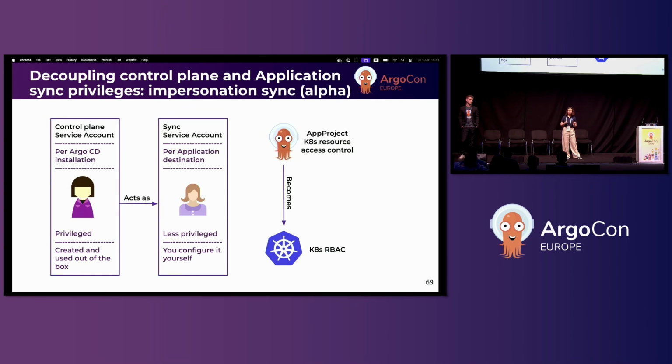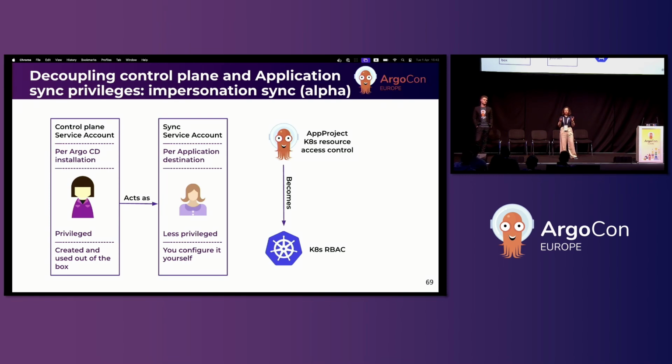With this new alpha feature, impersonation sync, you can configure a new service account per application destination, and this service account will be used when Argo CD performs a sync. And this feature heavily relies on Kubernetes impersonation. So Kubernetes impersonation is when one user is acting as another user. And in our case, it is when the built-in Argo CD control plane service account is going to act like the new service account that you have just configured. And obviously, this new service account that you configure for the purpose of synchronization is going to be much less privileged than the Argo CD control plane one. And so here, we are actually achieving the goal of making Argo CD more secure.